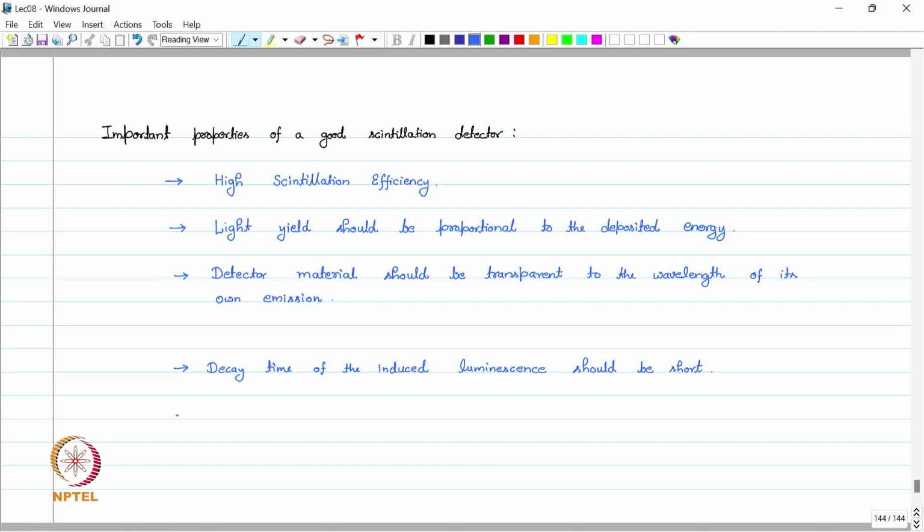And the other point is it should be possible to make them in large size and desired shape.